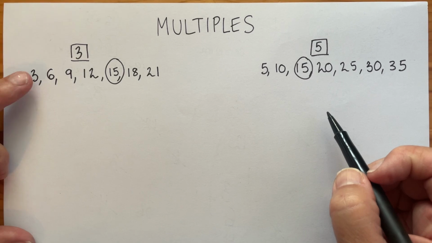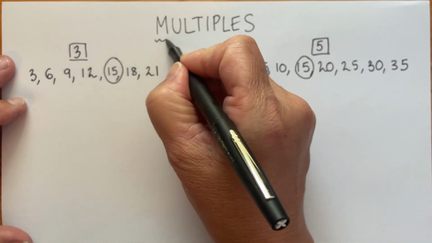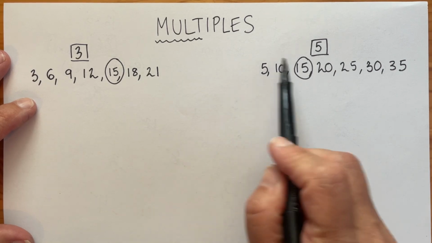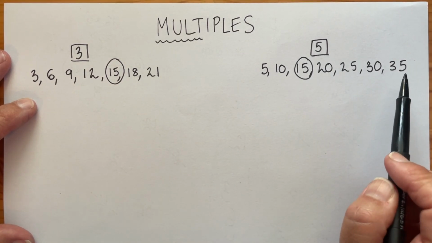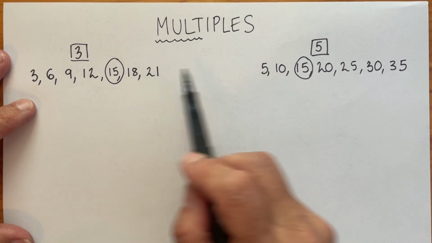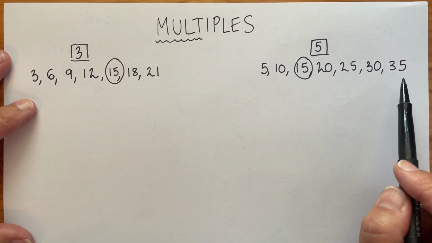So a multiple, just remember, is where you're multiplying in that number and going up. You're basically skip counting in that number. So it's kind of like a number pattern, right? So these are the multiples of 3. These are the multiples of 5.